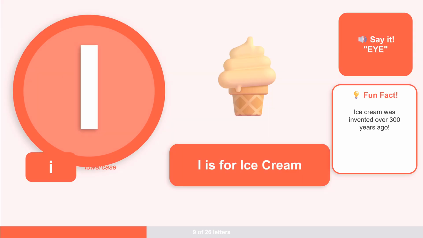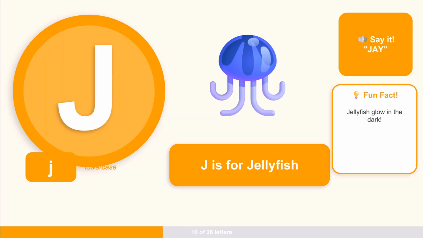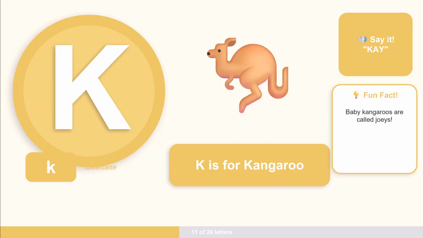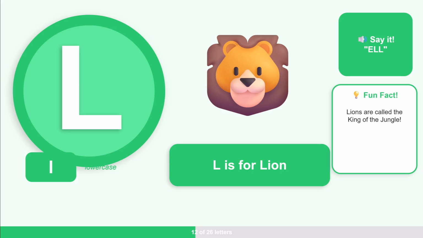I for ice cream, say it I. J for jellyfish, say it J. K for kangaroo, say it K. L for lion, say it L.